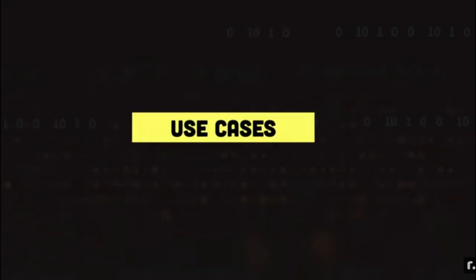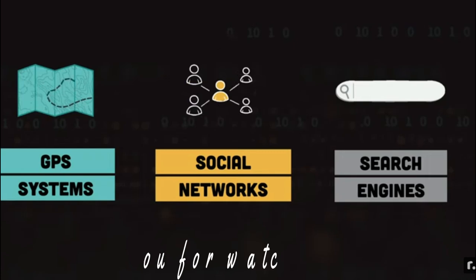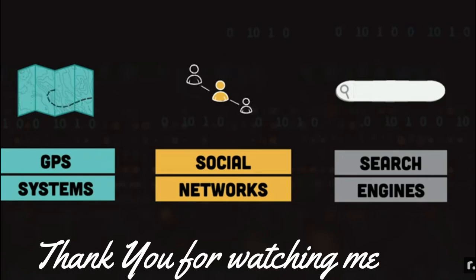Alright, so we finally have the use cases of the graph data structure. So they're used in the GPS systems, for example in Google Maps to identify the shortest path between two locations. In social networks, for example Facebook and Twitter have the social graph representing you and all your friends as nodes. Also they're used in the search engines, for example they're used to rank the pages and the search results as well, and so on. And that is all for the graph data structure.